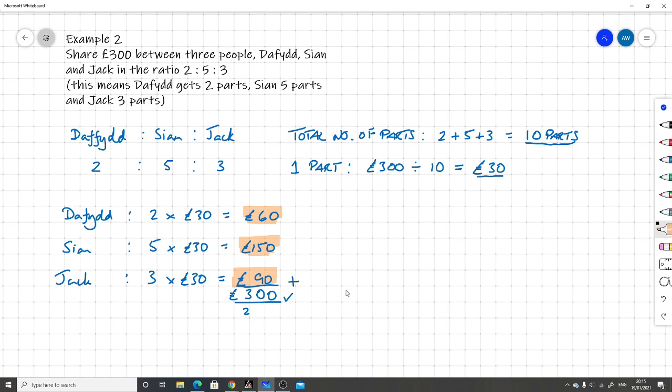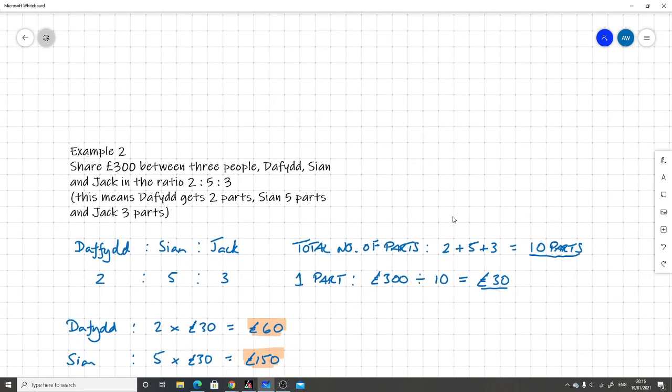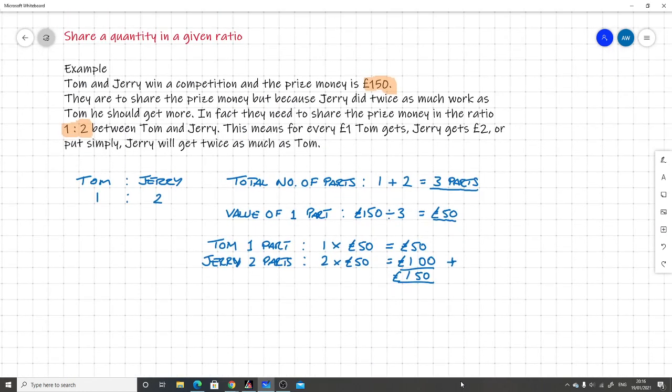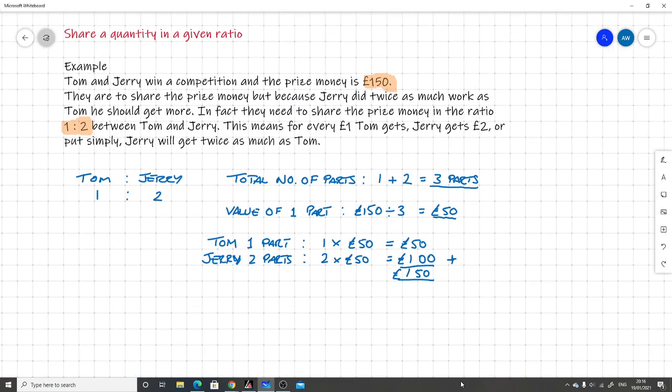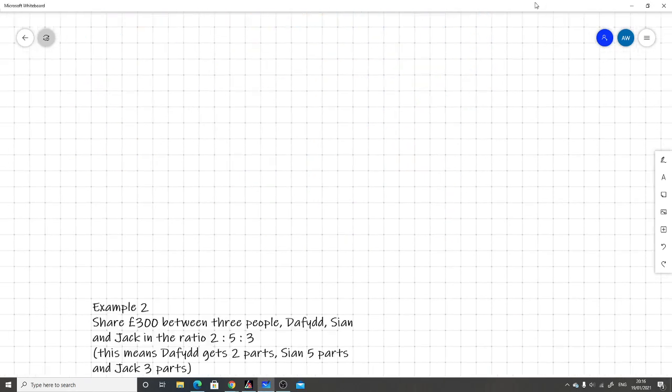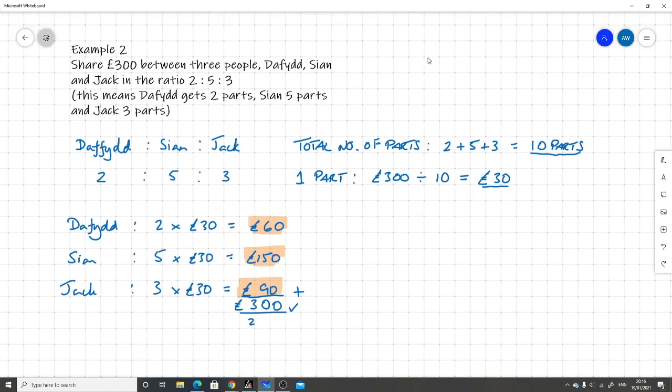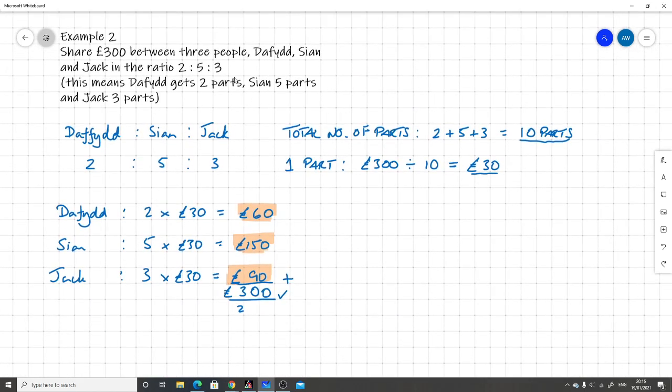Okay, and that is basically sharing a quantity in a given ratio. With the first example, looking at a ratio containing 2 numbers, 1 to 2, and the second example looking at when a ratio has 3 numbers, 2 to 5 to 3. The method is the same for both. Always find the total number of parts first, find the value of 1 part.